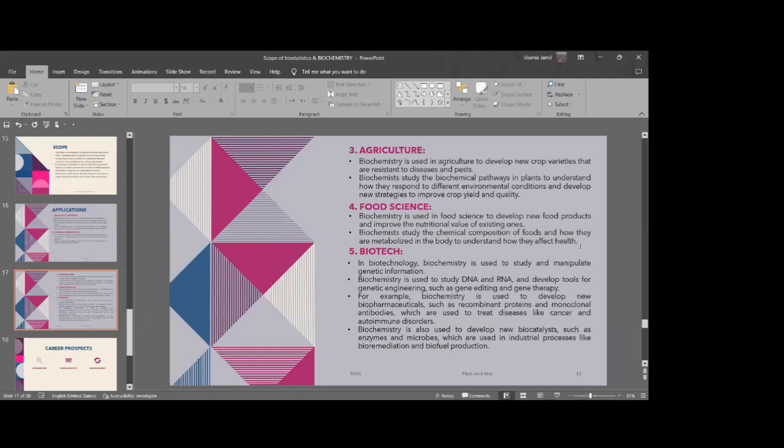So this all comes under food science. We check the quality of the food, we check the chemical composition of the food, and we check how their metabolites are going to be excreted from the body.